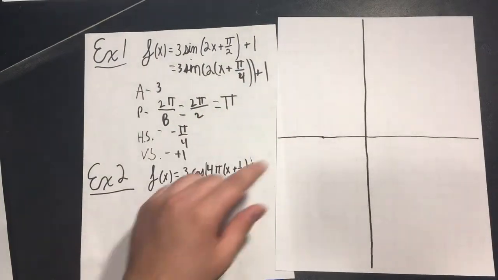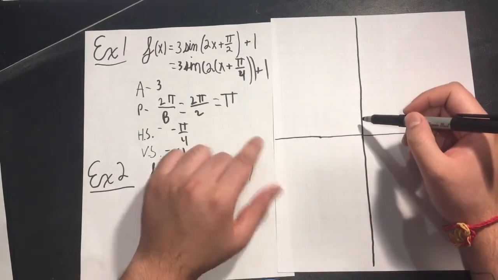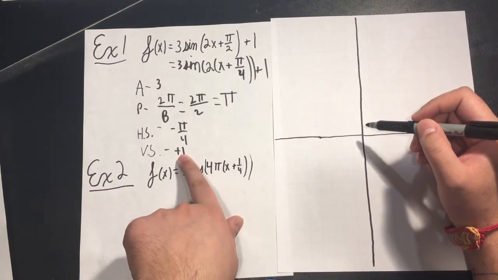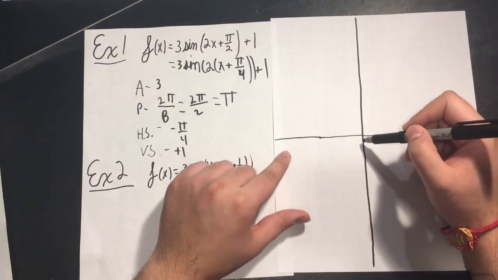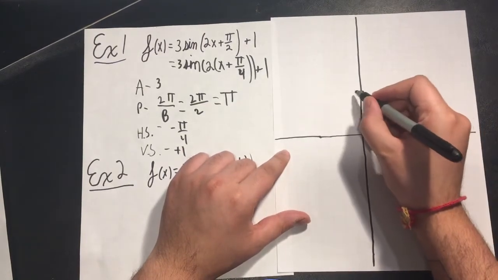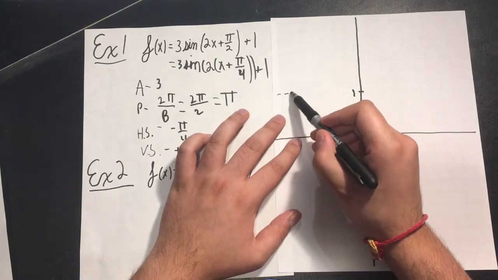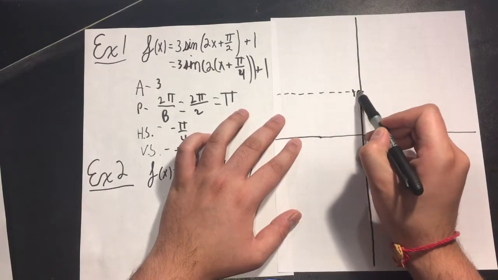So looking here, the first thing I would go to is the midline. Our midline is 1, all right? And I'm going to make 1 just right there. So I know the middle of my graph is right here.